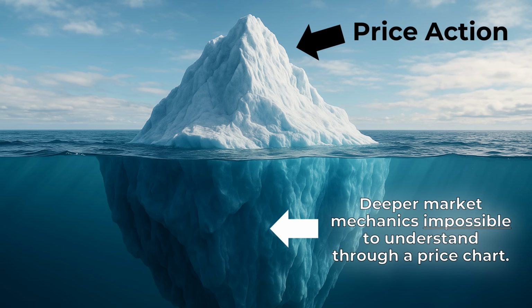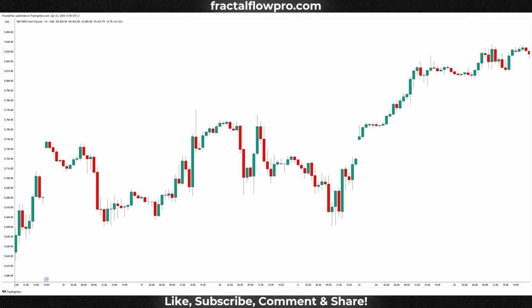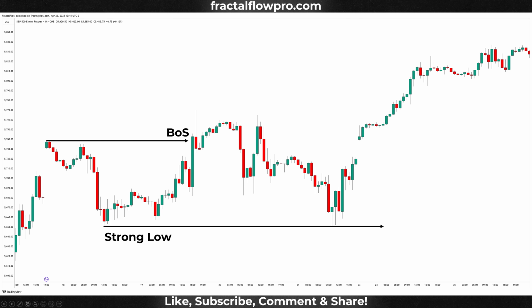The first example is in the 1-hour chart of the S&P futures. Price creates a break of structure to the upside, and that automatically renders the low that originated the movement as a strong low. It's at this point that we draw a demand zone in this case, which is an area right above the strong low. Recalling that right below the strong low, we have a liquidity pool.